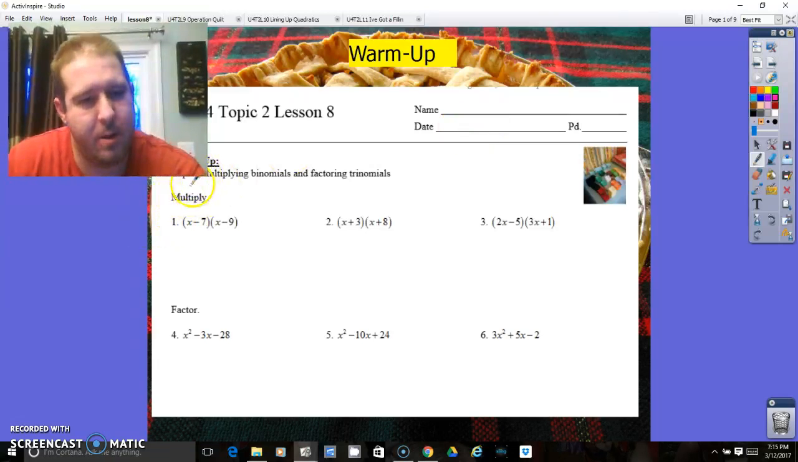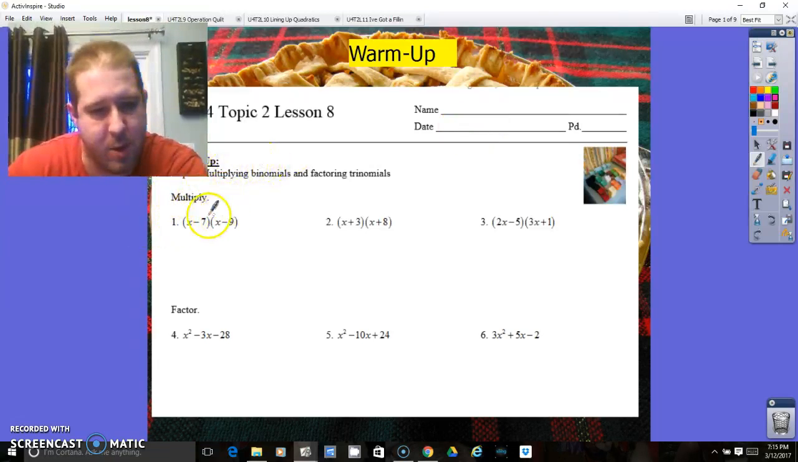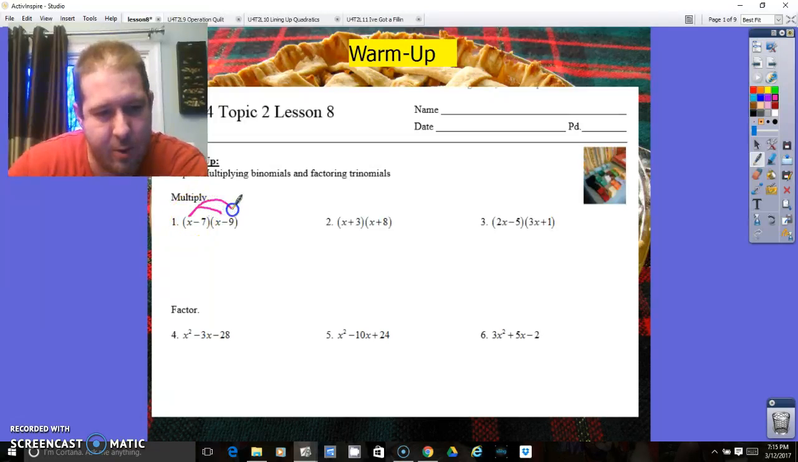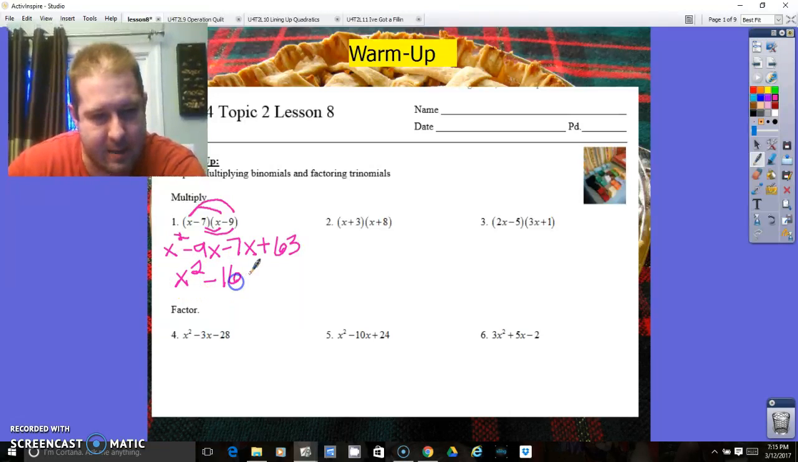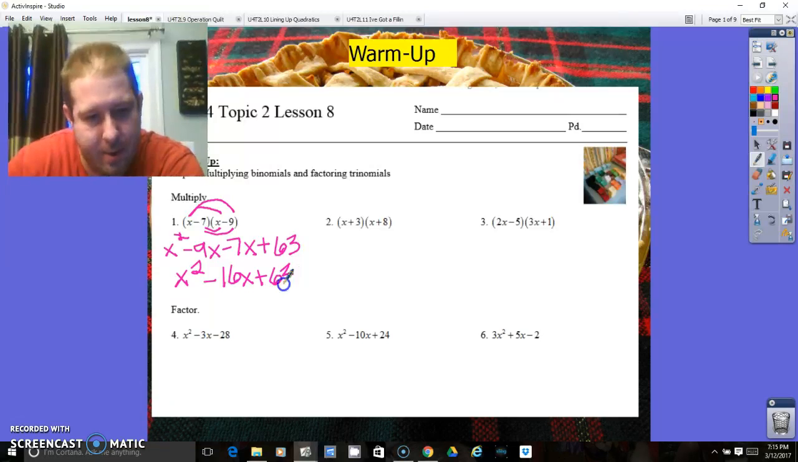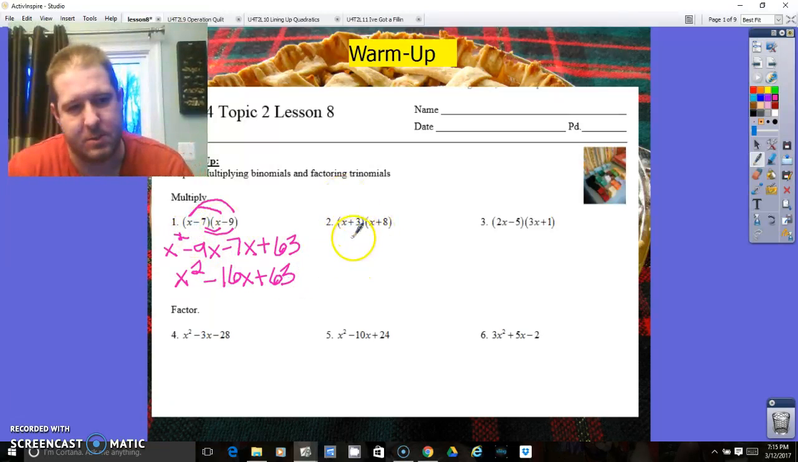All right, so we got to warm up here with multiplying, so we use the FOIL method. First, outers, inners, last. First gives you x squared, outers gives you negative 9x, inners gives you negative 7x, and last gives you positive 63. Once you simplify the two middle terms, you get x squared minus 16x plus 63. And there you go, standard form.